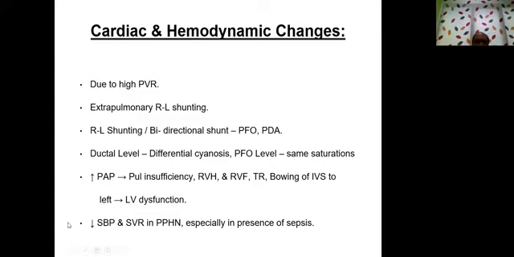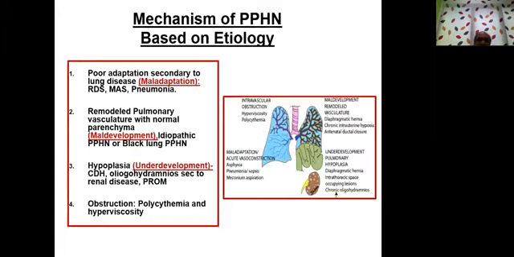Not only that, they can land up with decreased systemic blood pressure as well as a drop in systemic vascular resistance. And this is particularly seen in babies with a history of sepsis, or if they are in septic shock, and that is one of the causes for pulmonary hypertension.